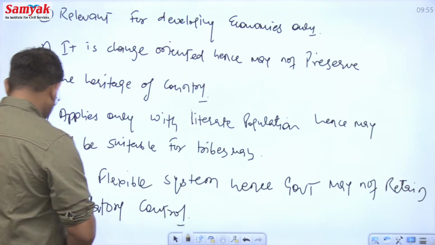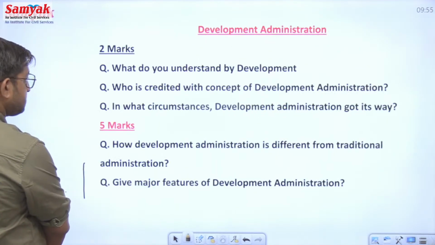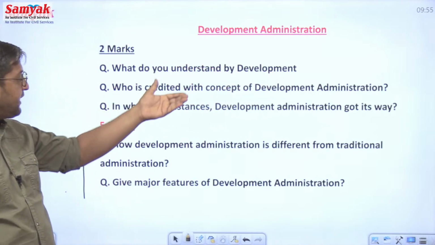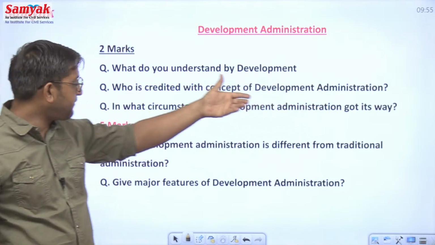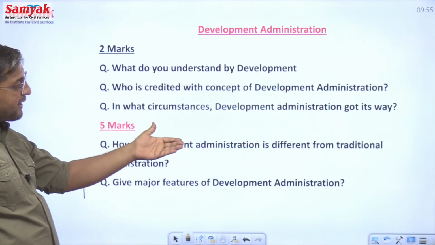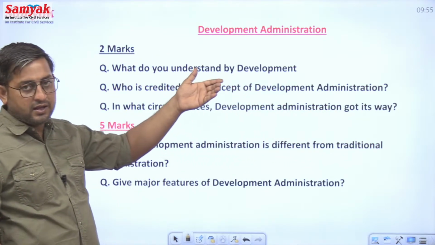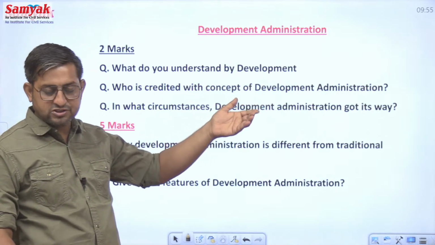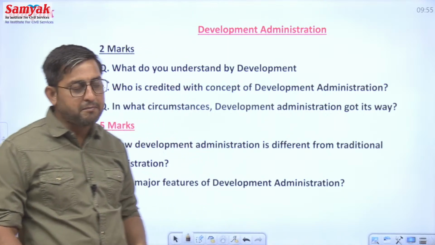So now let's go back to the questions. What do you understand by development administration? We have already discussed that. Who is credited with the concept of development administration? Goswami and Gantt. In what circumstances did development administration get its way? Decolonization, as well as the main reason was decolonization. Second, failure of the Western model. Third, formation of the American Society for Public Administration.